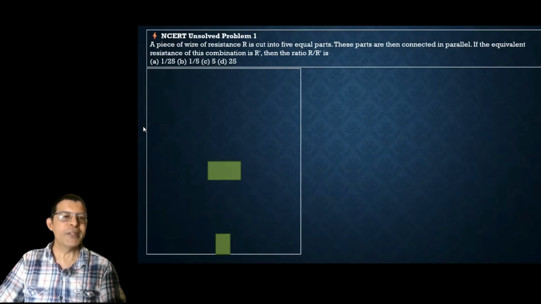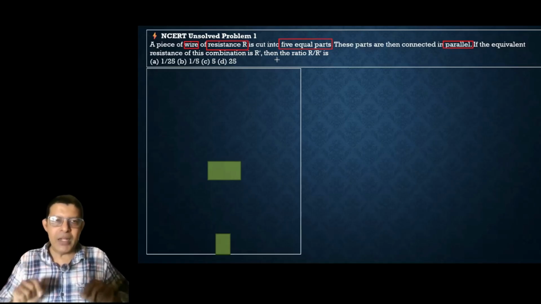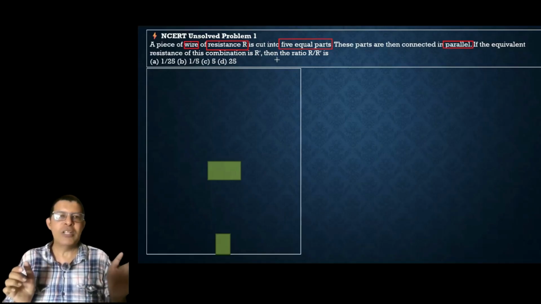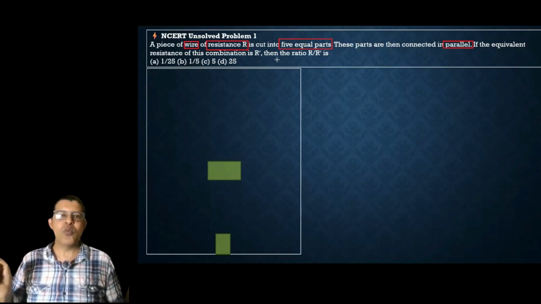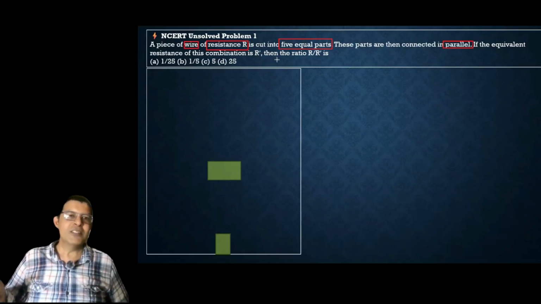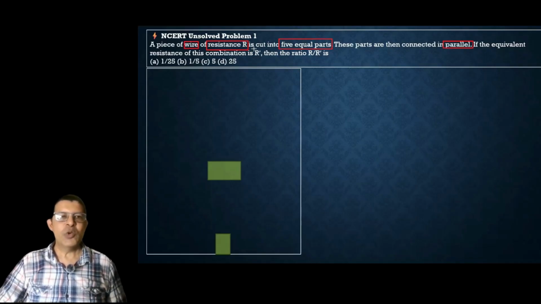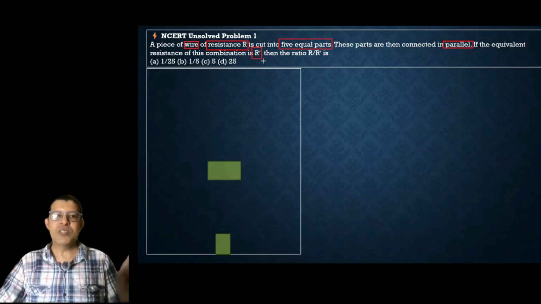What is stated in problem number 1? We are given a wire. The wire has resistance R. This is the original resistance of the wire. Then this wire is cut into 5 equal parts. Each of these parts is connected in parallel, that means all the left hands of the cut wires are holding each other's hand, and all the right hands are holding each other, and the equivalent resistance of this parallel combination is given as R dash.